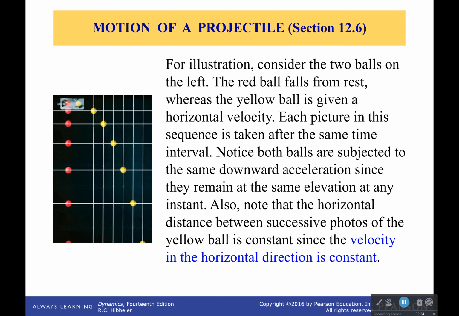Now, if we look at the two balls on the left, what you see is that they both fall at exactly the same rate. Even though one of them has a horizontal velocity, the other one a vertical velocity, their vertical acceleration is constant, it's the same. And their vertical position is also the same. You also see that at every single time step, these are taken at equal times, the horizontal velocity of the ball does not change. It moves the same distance in the horizontal direction every single time. So the horizontal velocity is constant, and the vertical velocity is accelerating with gravity.